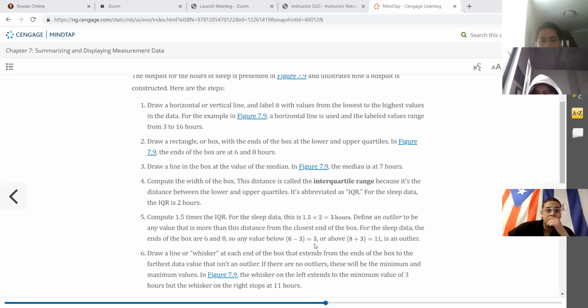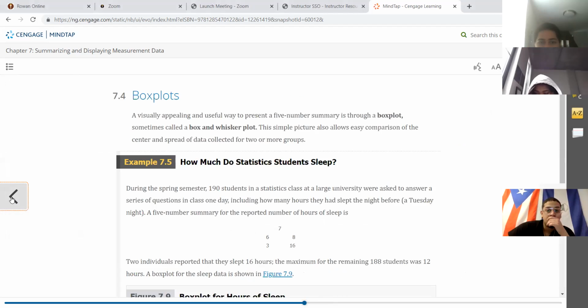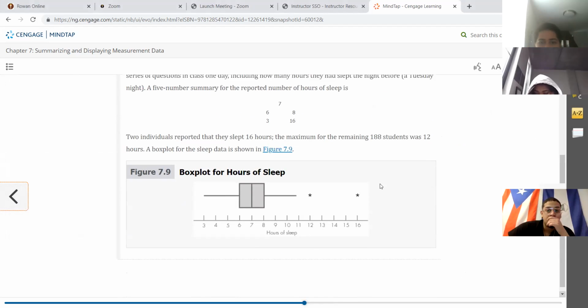Well, it just happens that two numbers in the data set are bigger than 11. And what were they? 12 and 16, right? If we go back to the box plot, 12 is bigger than 11, 16 is bigger than 11. So both of those are outliers, and typically people put little stars next to those to indicate to a person looking at the chart that they're unusually large numbers in the data set.